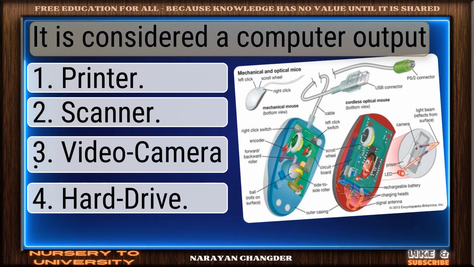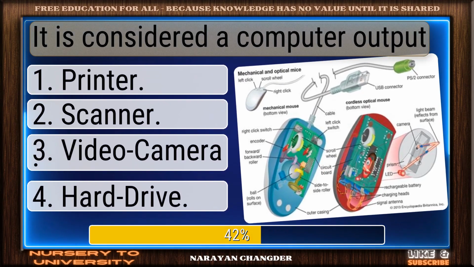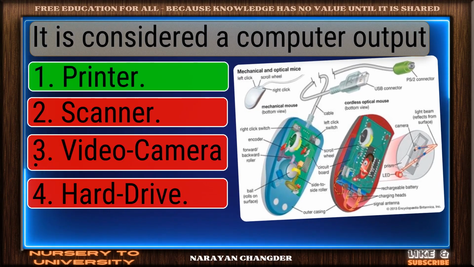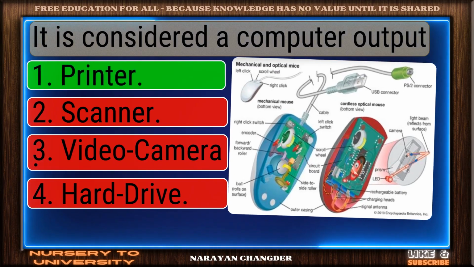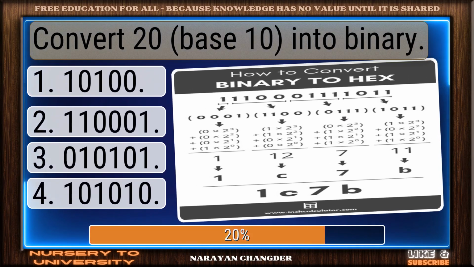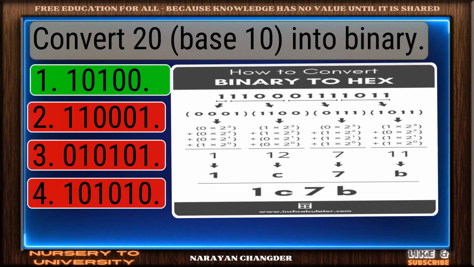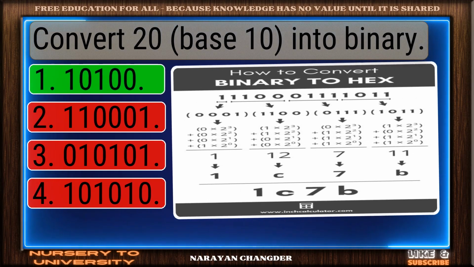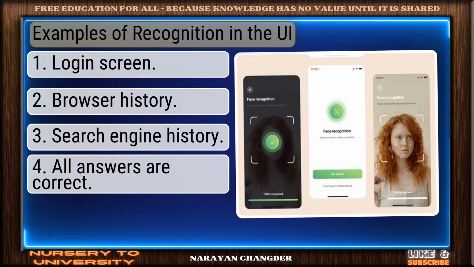It is considered a computer output. Well picked. Printer is the correct answer. Convert 20 into binary. You're right. 10100 is the correct answer.